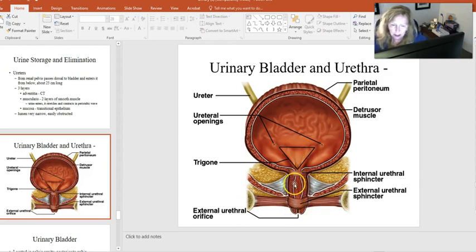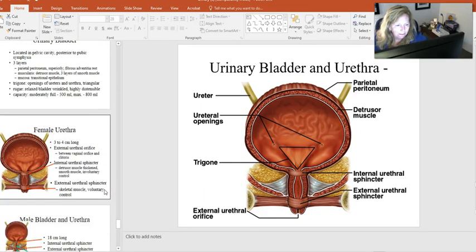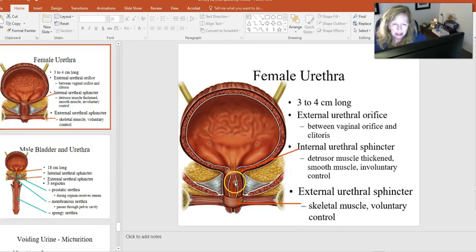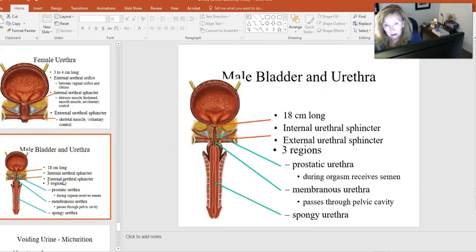So this is a female urethra, which is very short, right? And then you can see a male urethra. An important thing to show you here is that the urinary system for a female is completely separate from her reproductive system. Reproductive structures are completely separate from the urinary structures, where that is not the case in males.